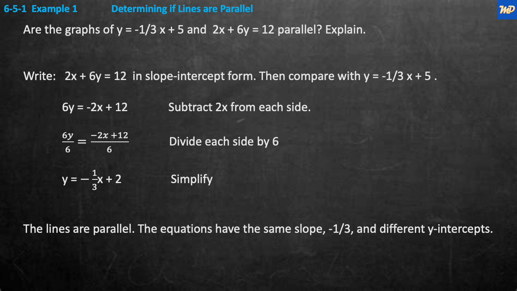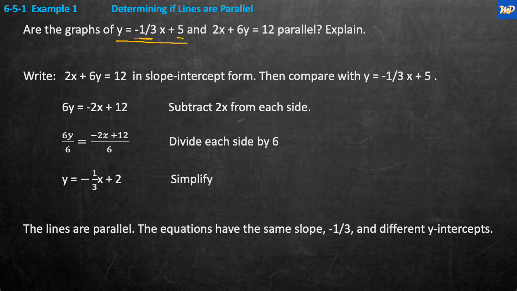It said in the previous slides that we have to get it into y-intercept form or slope-intercept form. And this, y equals negative 1/3 x plus 5, is in slope-intercept form. Here's the slope, negative 1/3, and the intercept is 5. The equation 2x plus 6y equals 12 is in standard form, and we've talked about standard form before also. What we need to do though is get the standard form equation into slope-intercept form. And how do you do that?